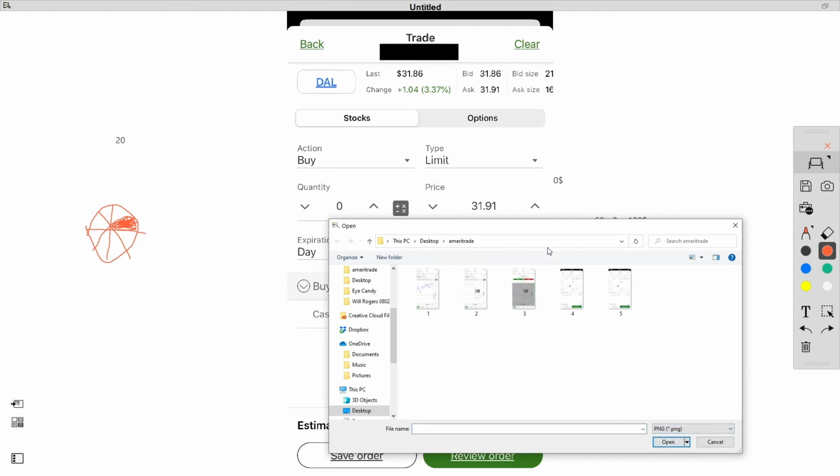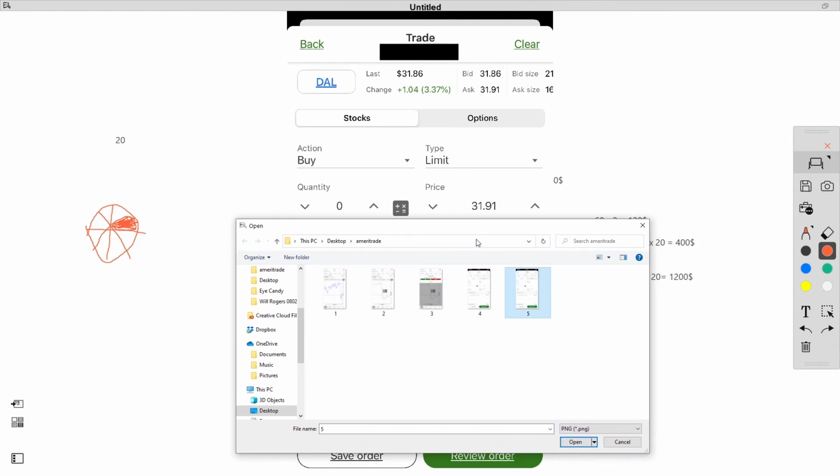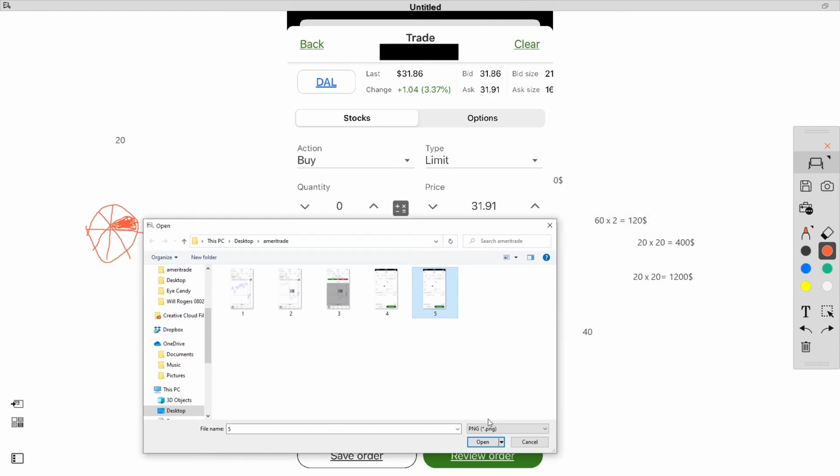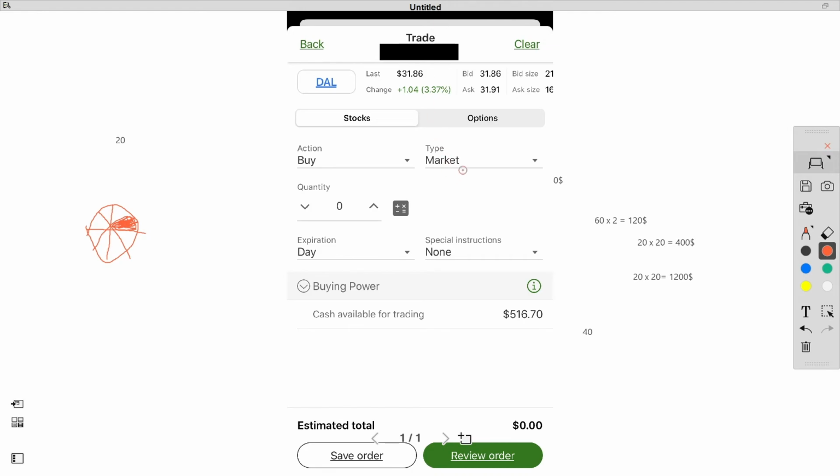On the next slide, all I do is change the type from limit to market, which is what I usually always do. Market means it's going to buy at market price, so it's instantly going to go through. Right now it's at 31.86 per share. If I buy 2 of them, I'm going to be spending about 63 bucks. It'll just knock it out real quick and you don't have to worry about it later. That's why I always do market buys.